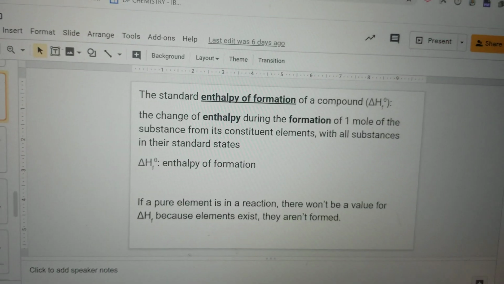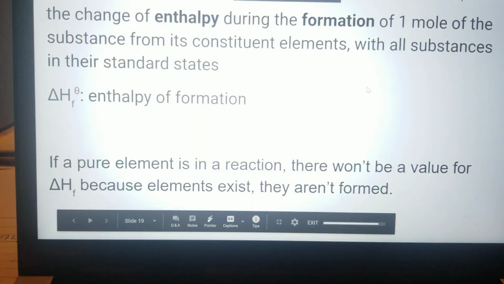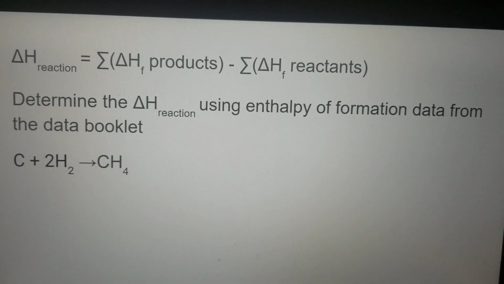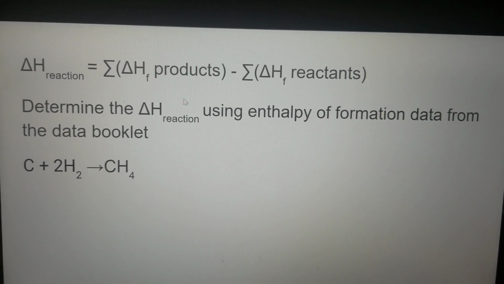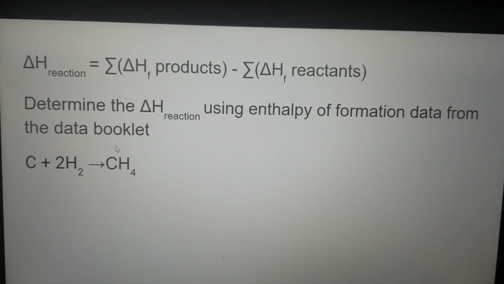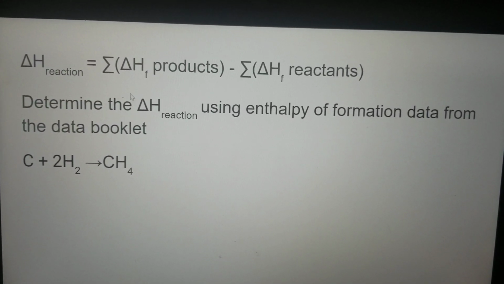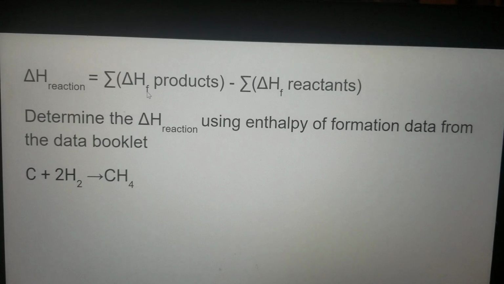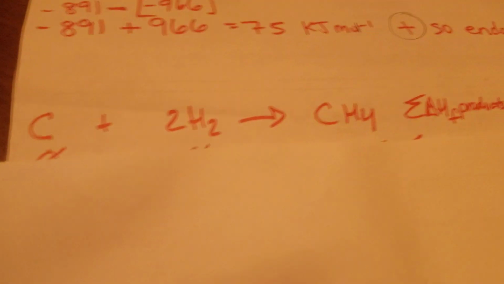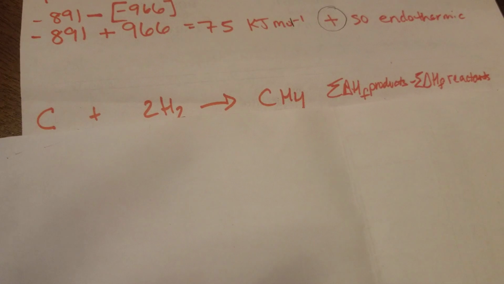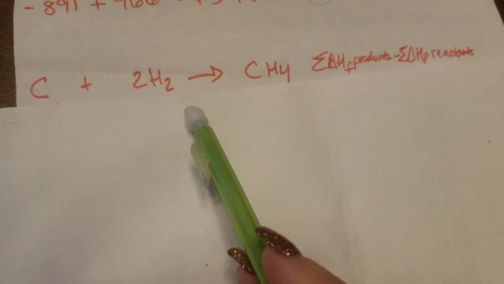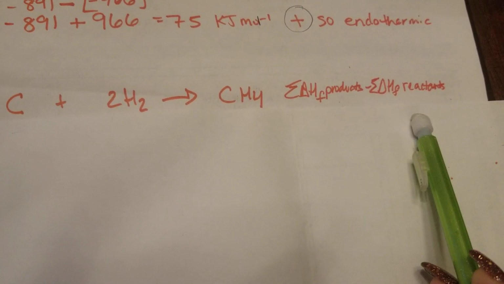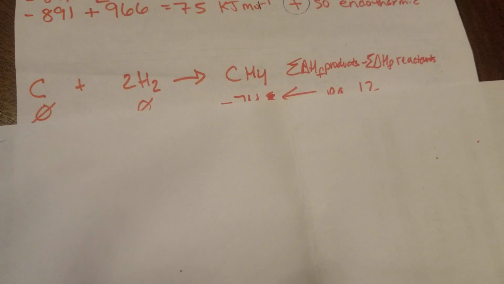So for our example, I'm going to use the same example that we just did for the enthalpy of combustion. Again, I want you guys to see what's happening here. We're using the information from the data booklet, but this time it's for the delta H of formation. So if I go to my paper really quick, let's just go through this. Here is the reaction, carbon reacting with hydrogen gas to form methane. Here's the formula. It's still going to be products minus reactants, same as we did for enthalpy of combustion.